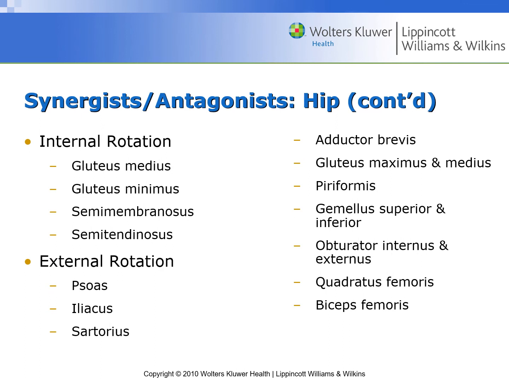The synergists and antagonists of the hip for internal and external rotation are as follows. For internal rotation, we have the gluteus medius, the gluteus minimus, the semimembranosus, and the semitendinosus. For external rotation, we have the psoas, the iliacus, the sartorius, the adductor brevis, the gluteus maximus and medius, the piriformis, the gemellus superior and inferior, the obturator internus and externus, the quadratus femoris, and the biceps femoris.